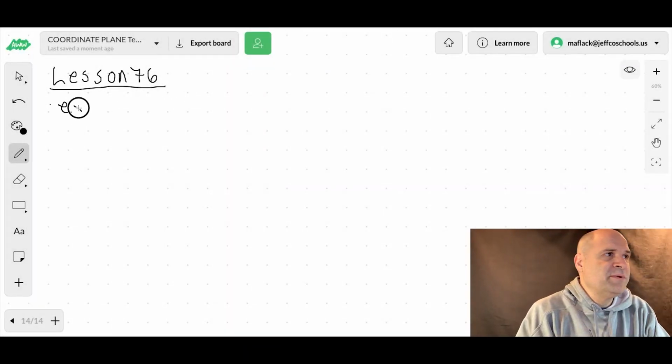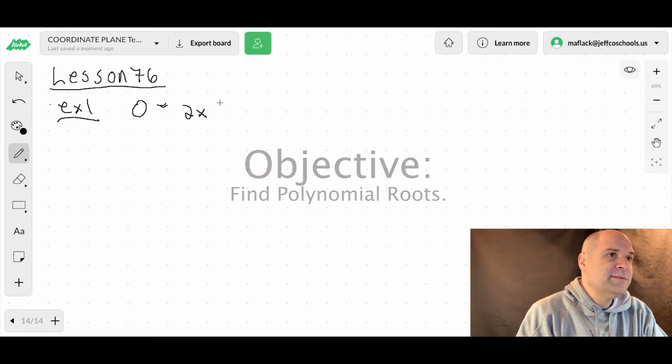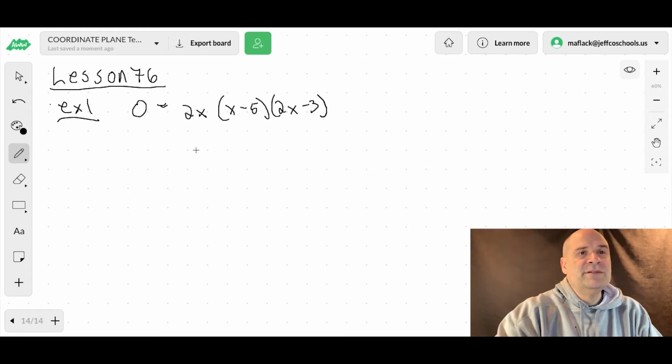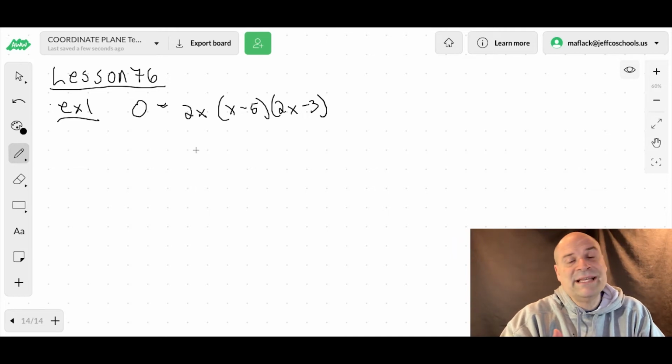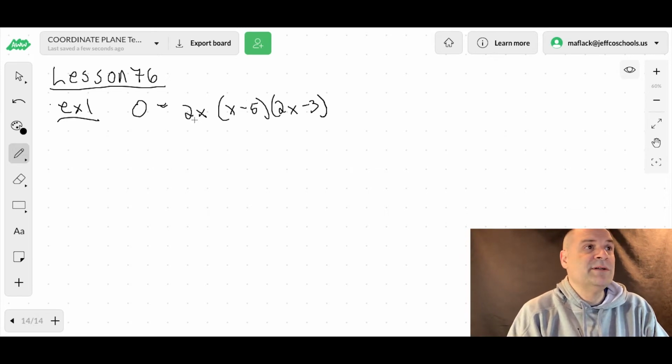All right. So we're just going to jump in. Let's start with example 1. 0 equals 2x times parenthesis x minus 5 times another parenthesis 2x minus 3. You know by the zero factor rule in multiplication, if you have a 0 as an answer to a multiplication problem, then one of those factors has to be a 0. Not all of them, just one of them. So, since there are basically 3 factors here, we're going to set them all to 0.